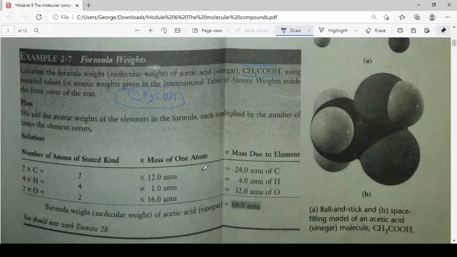So, kids, we base it on the formula, this is how we solve our formula weight. How many carbons do we have, kids? 2 carbons. 1, 2. So we have 2 carbons, and we multiply by its atomic mass unit, which is 12. You can find it again in the periodic table. 2 times 12 is equal to 24. Why did I multiply by 2, kids? Because I have 2 carbons.